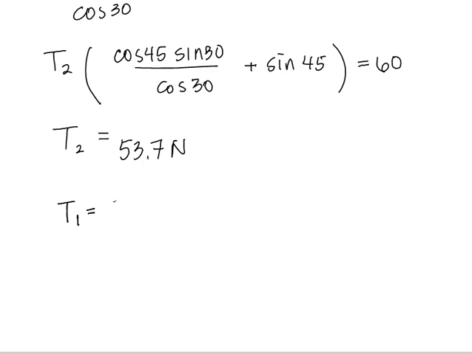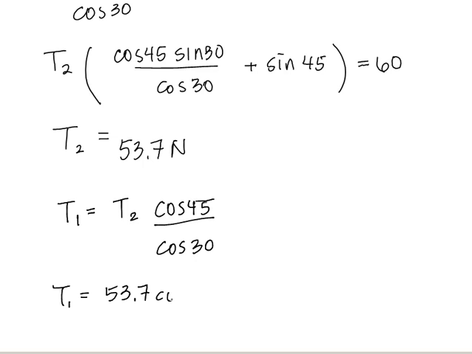T1 is equal to T2 times the cosine of 45 divided by the cosine of 30. Then T1 is equal to 53.7 cosine of 45 divided by the cosine of 30. You get 43.8 newtons.